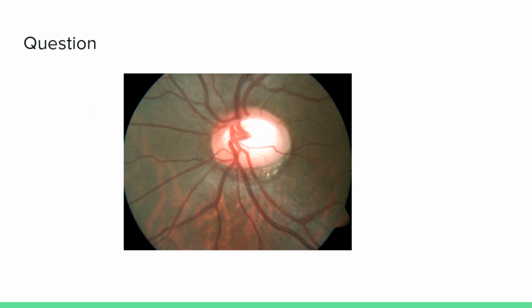I cannot appreciate a nerve fiber layer defect, and there are no hemorrhages. This is more like an inferior temporal crescent. Okay, what you're saying there. It's a myopic disc. Didn't get you, ma'am? What?